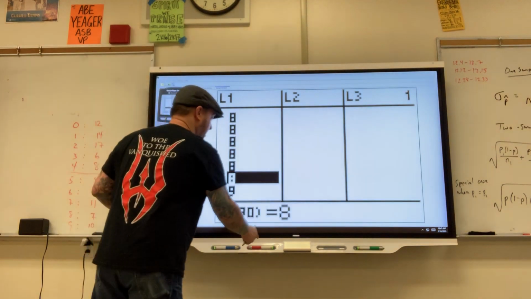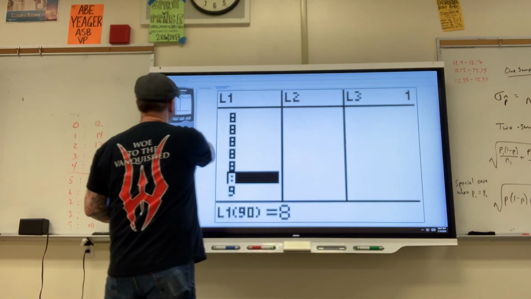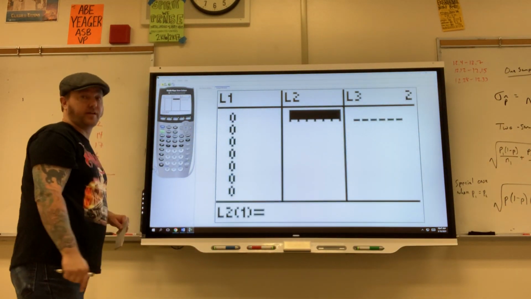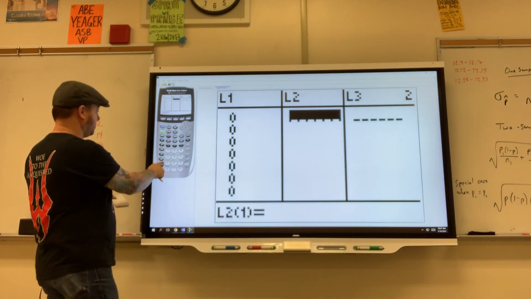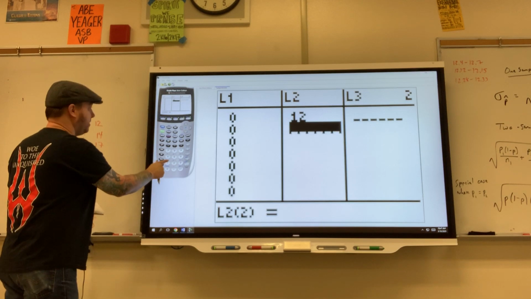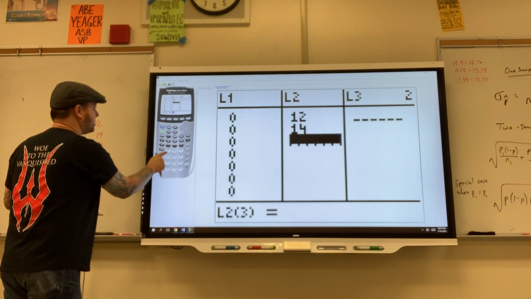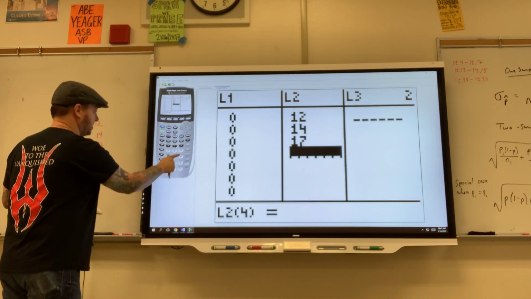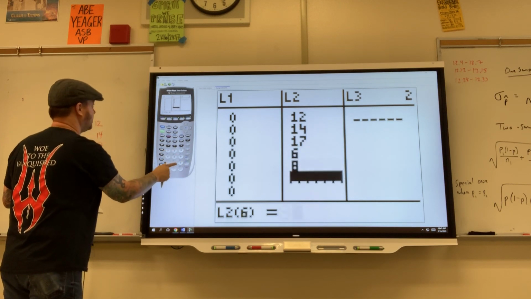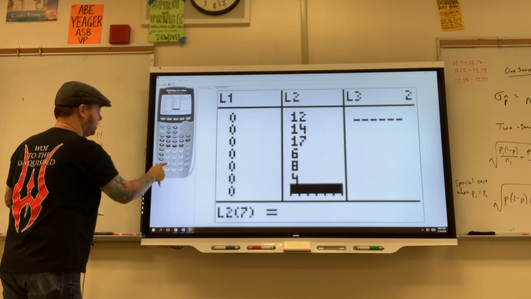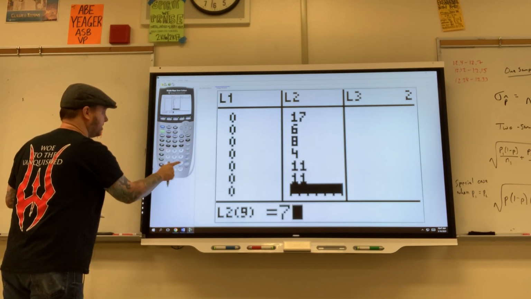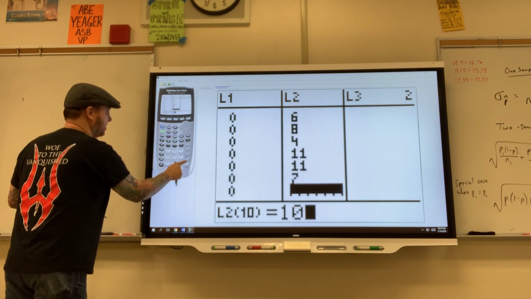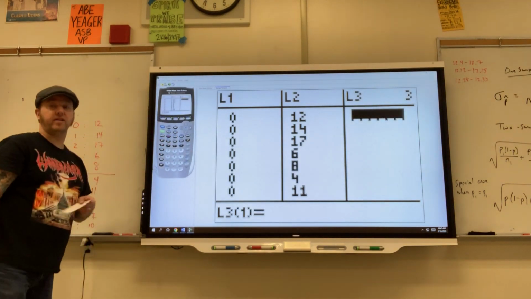And in my list 2, I'm going to put my observed counts, which are 12, 14, 17, 6, 8, 4, 11, 11, 7, and 10. What are my expected counts?